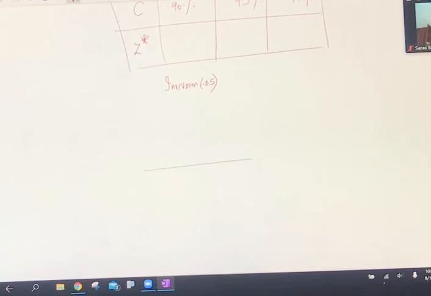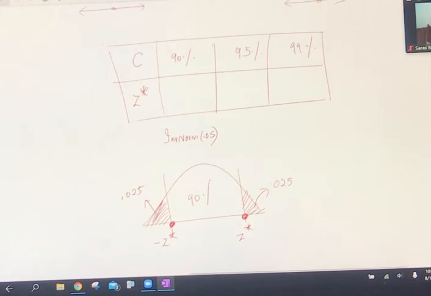So you are going to use the inverse norm. So this is the 90 percentage, and this is going to be your 0.025 and this is going to be another 0.025. So you know how to get the number, inverse norm 0.025. That's going to be your negative Z star, and inverse norm 0.975 is going to be the positive Z star, or you can say the mirror image. So this number is plus or minus 1.645. You can plug it in and check for yourself.